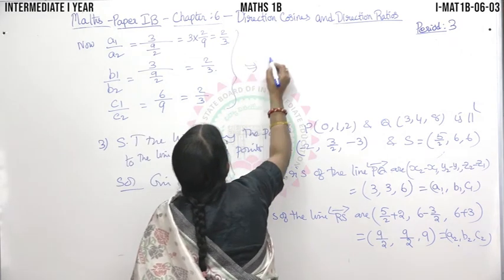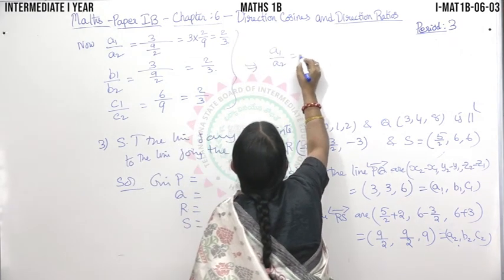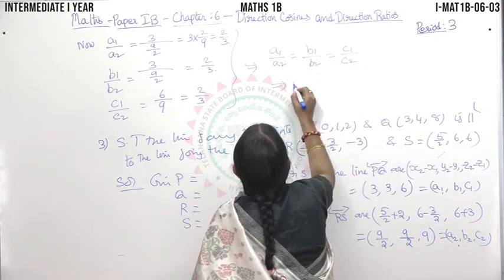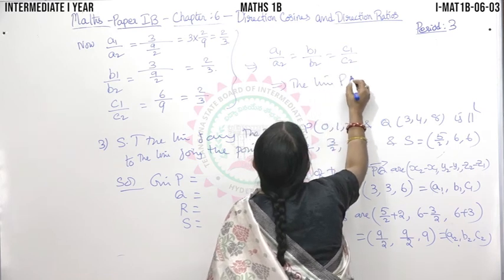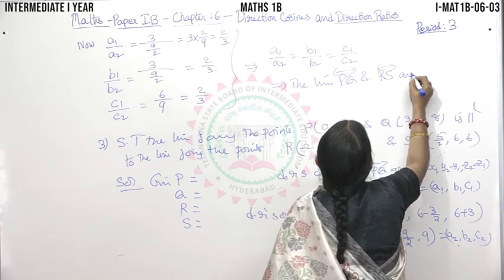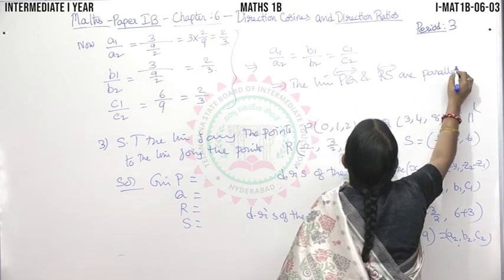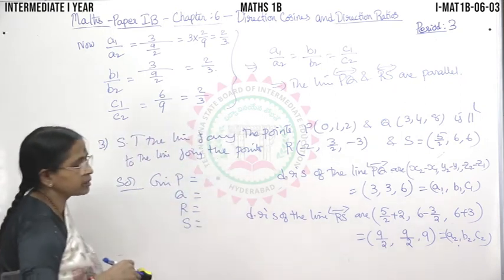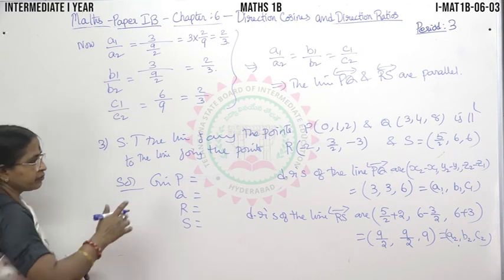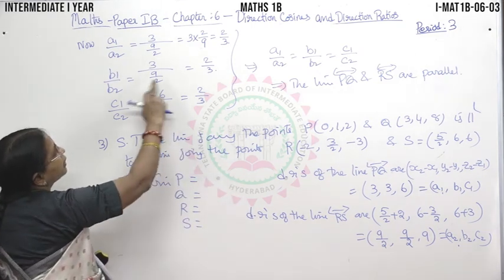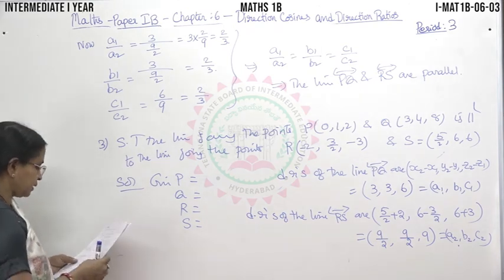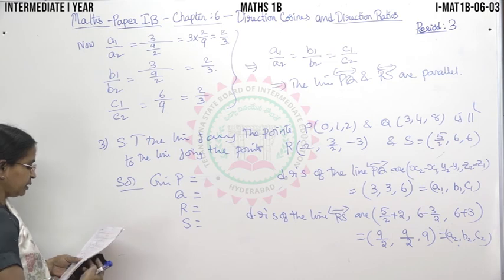After this you write: this implies A1 by A2 is equal to B1 by B2 is equal to C1 by C2, which implies the lines PQ and RS are parallel. So like this we do the problem. To show that two lines are parallel, first find their direction ratios and then show that they are proportional.